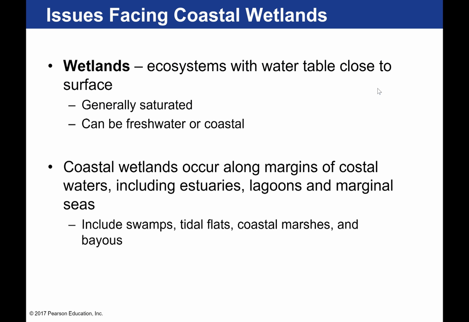Now we're going to talk about the issues that face coastal wetlands. So first, we're going to define what a wetland is. Wetlands are ecosystems where the water table is close to the surface, so they're typically saturated with water most of the time. And wetlands can either be freshwater or coastal, meaning that they have a seawater influence. Now, these coastal wetlands typically occur along the margins of coastal waters, including estuaries, lagoons, and even marginal seas. So this could also include swamps, flats, marshes, and bayous.